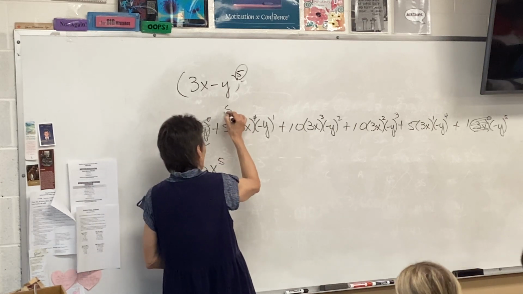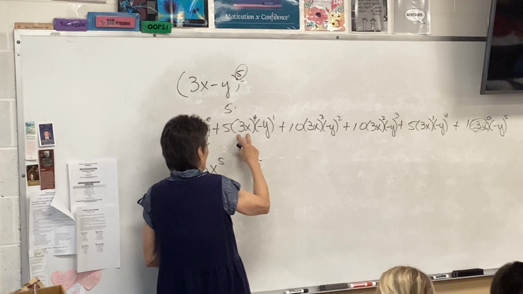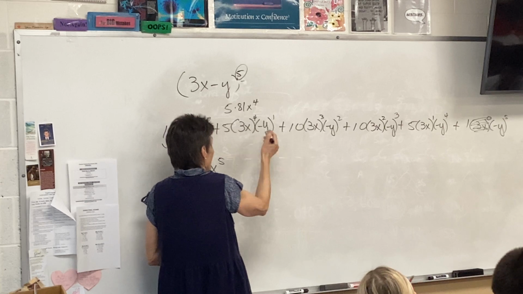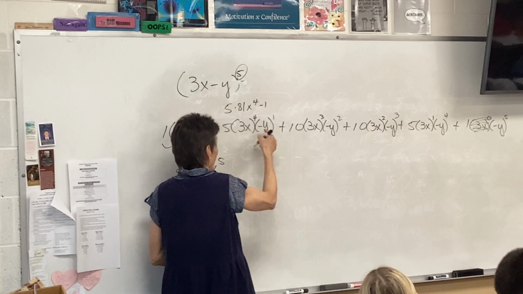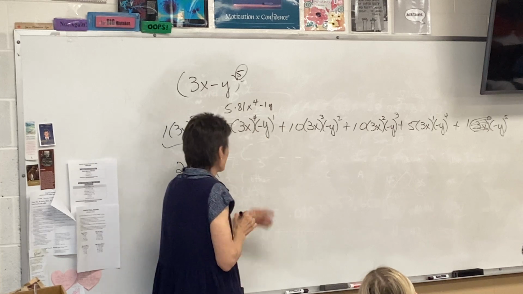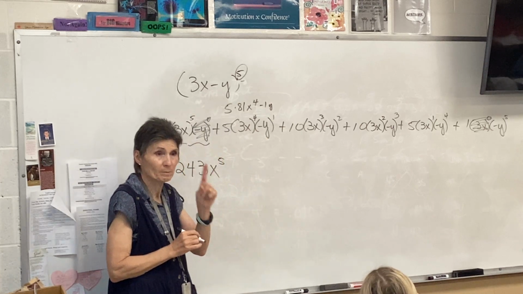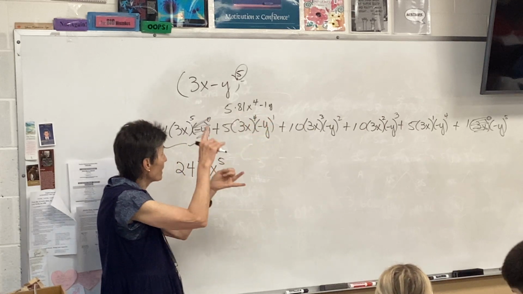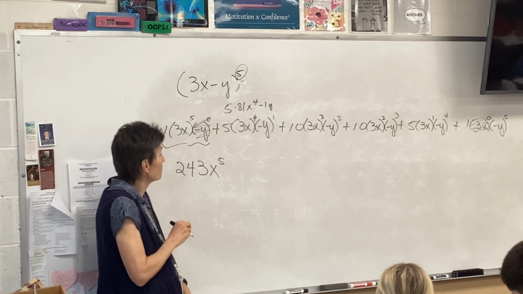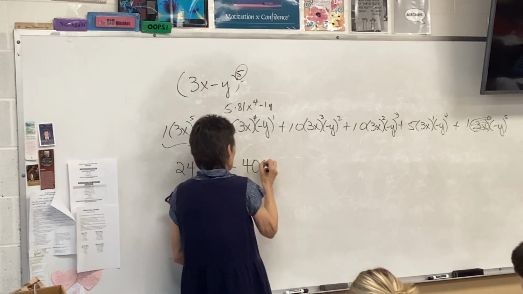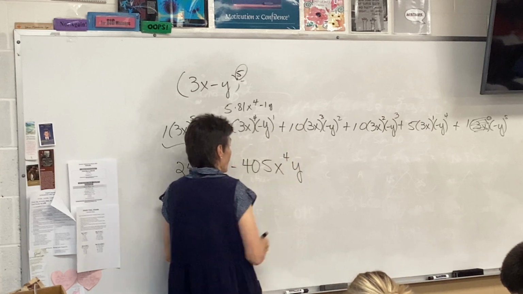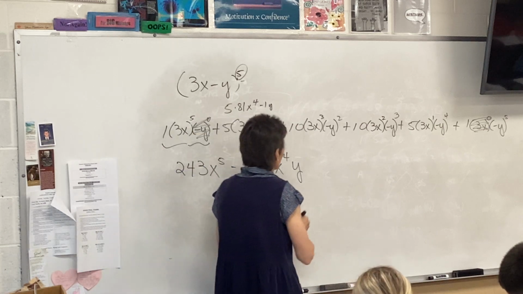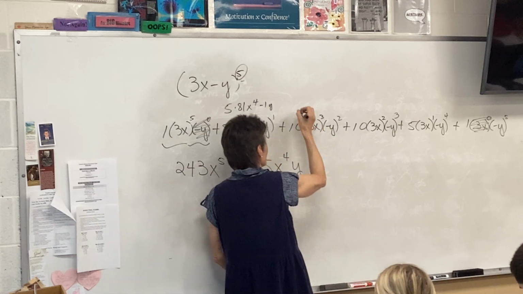So here we have a 5. We have an 81 x to the 4th. And that's like a negative 1. Why? It is not a subtraction, it is a multiplication. Everything there is getting multiplied. So what's 5 times 81 times negative 1? Negative 405. Negative 405 x to the 4th y. What am I multiplying here? A 10.